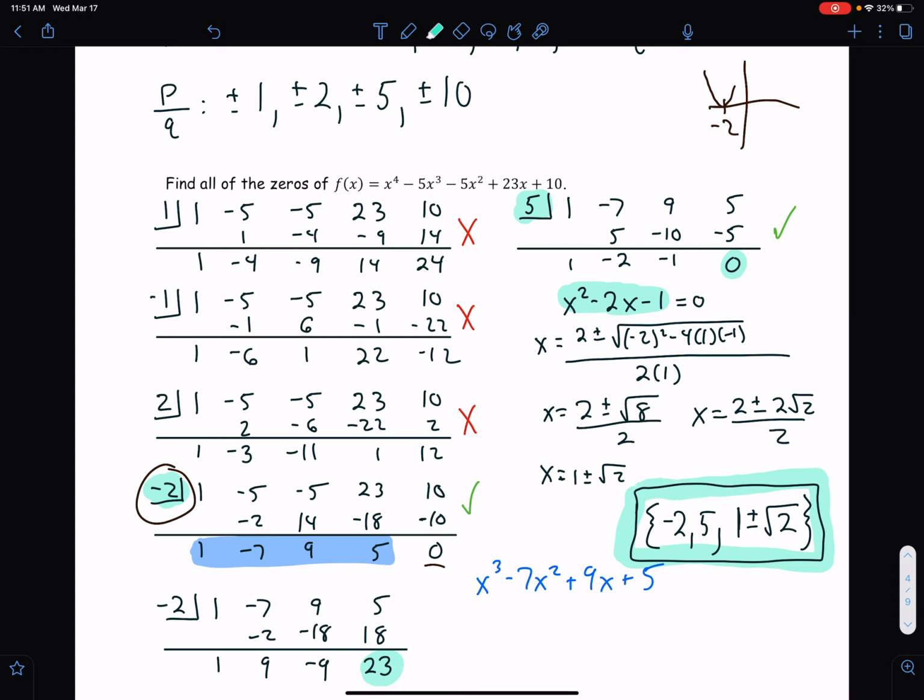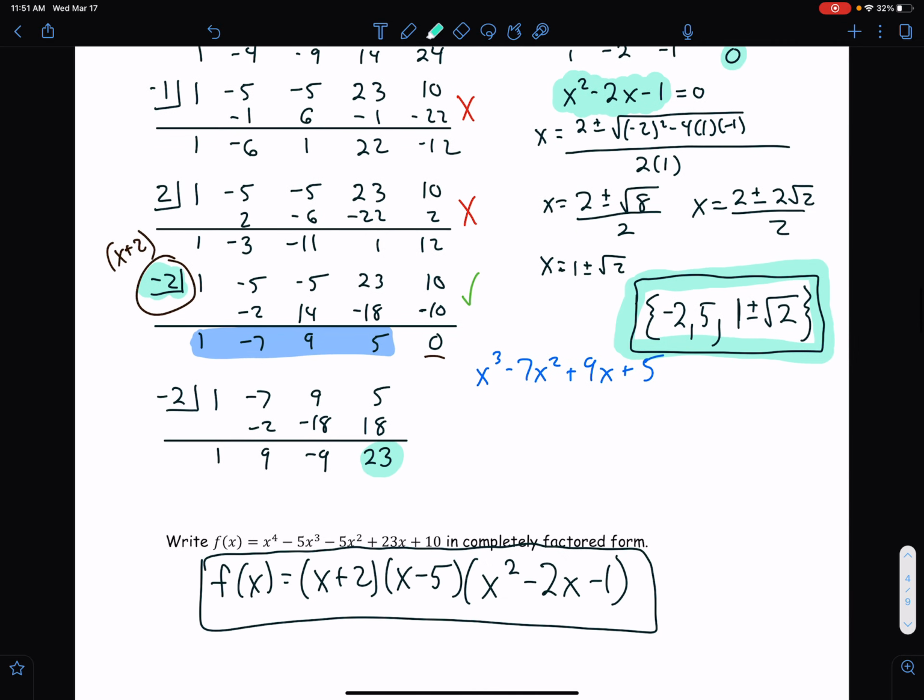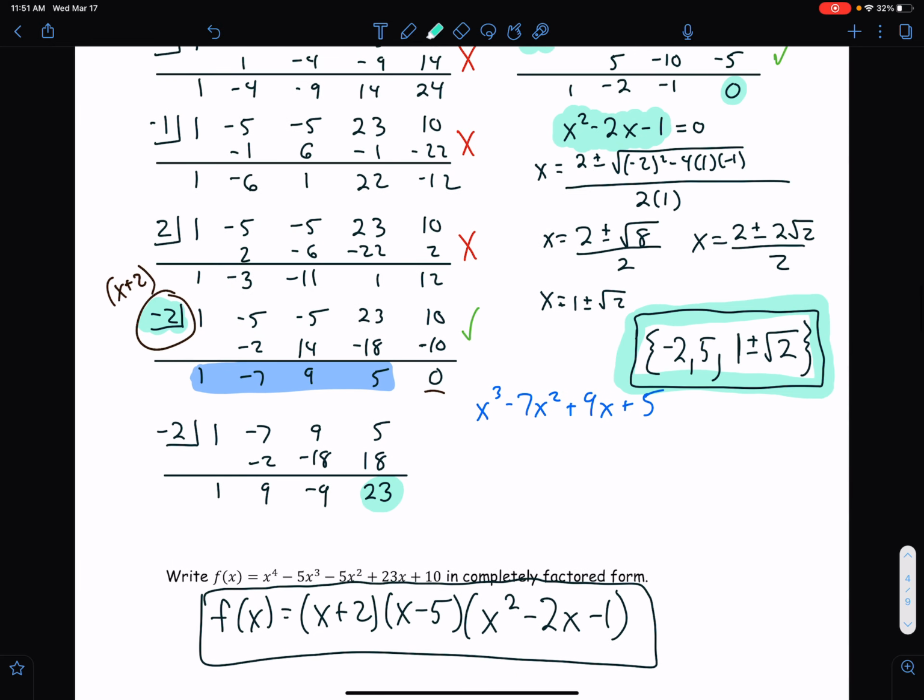And factored form, well, think about factored form. So all the completely factored stuff would be, well, if the 0 was 5, that would be x minus 5. So that would be one factor. If one 0 was at negative 2, that would be x plus 2. And then the other completely factored factor would be x squared minus 2x minus 1, because we couldn't actually factor that. So that was our other factor. So those would be our three factors in this case. So it would be x plus 2, x minus 5, and then the x squared minus 2x minus 1.